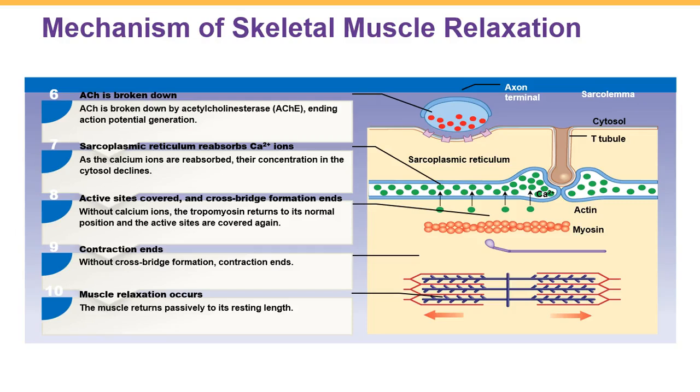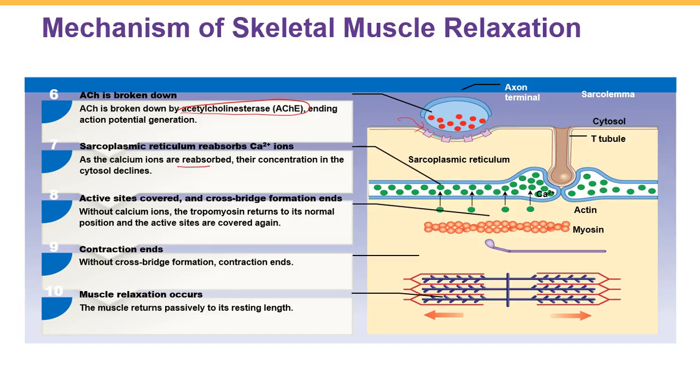So what's going to happen after that? We have muscle relaxation as well. Just do not forget the acetylcholinesterase enzyme. The acetylcholine is broken down by the acetylcholinesterase, which is found in the synaptic cleft. So it's going to end the action potential generation. Then what's going to happen after that? The calcium ions will be reabsorbed. Remember, the sarcoplasmic reticulum can store the calcium.